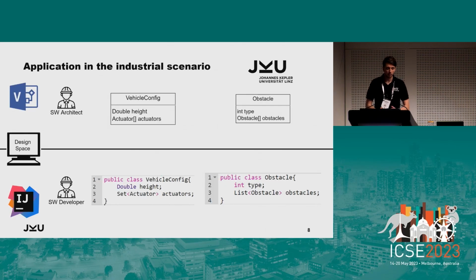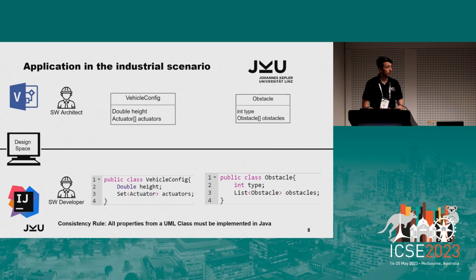Now let's take a look at how the approach looks on the previously presented example. So the first difference here is that we now have the design space infrastructure as part of the environment. And in this infrastructure, we have defined a consistency rule. Now, as I mentioned, the rule is defined using OCL, but for the sake of simplicity, I only keep a natural language representation of the rule here. So the rule says that all properties from a UML class must be implemented in Java.